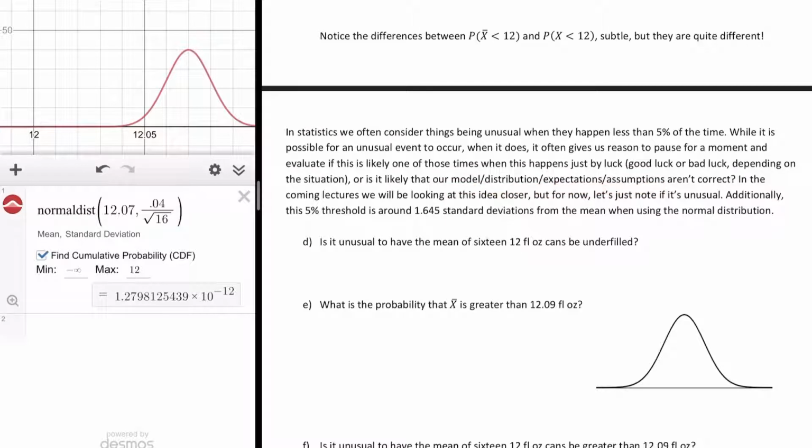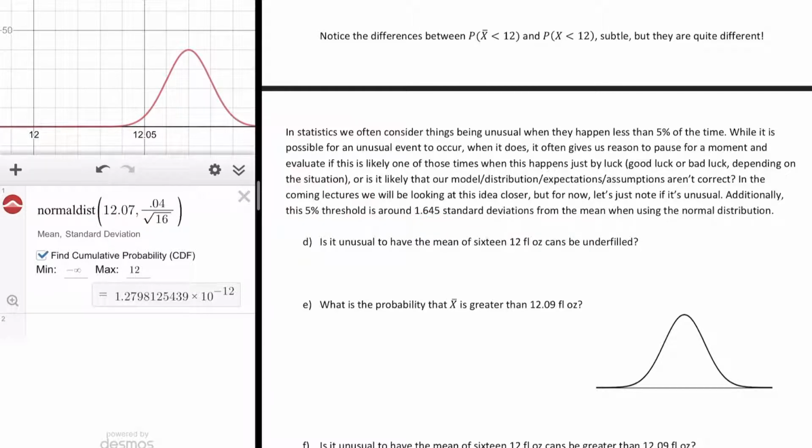In the coming lectures, we'll be looking at this idea a little bit closer. But for now, let's just make a note whether it's unusual. So it's unusual if it occurs less than 5% of the time. Additionally, this 5% threshold is around 1.645 standard deviations from the mean when you're using the normal distribution.